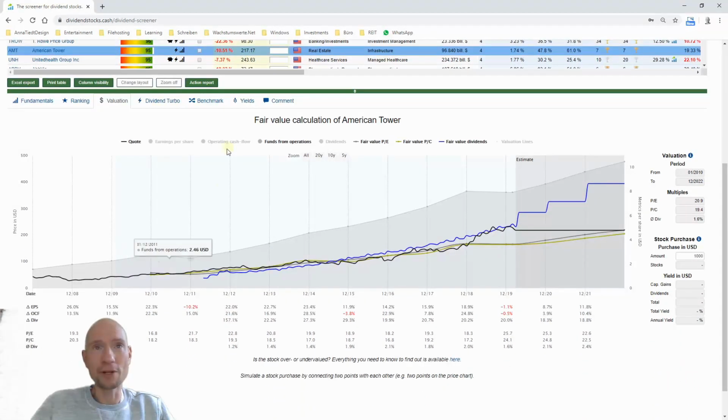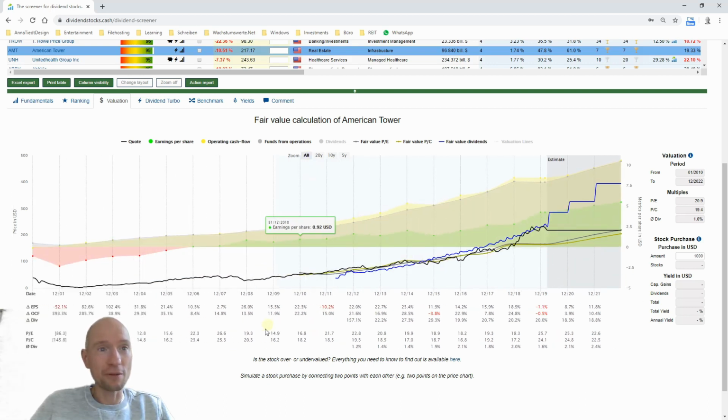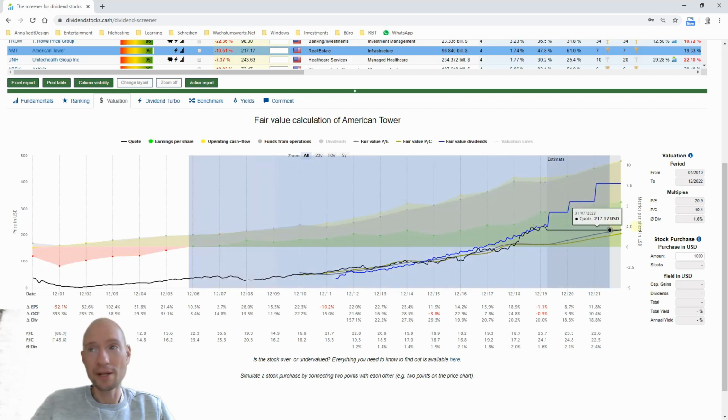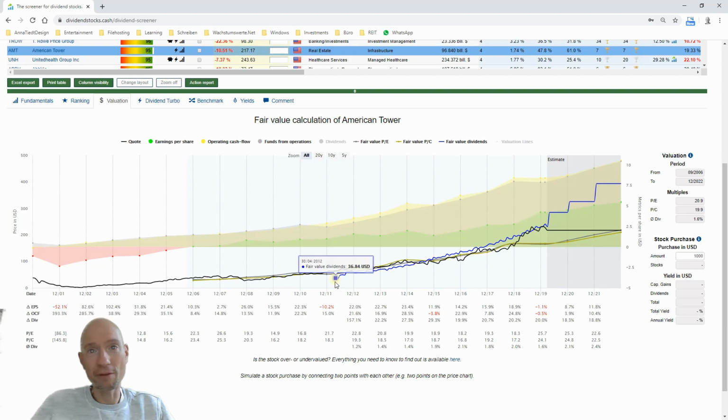Here we have the valuation of American Tower. You can just blend in the earnings, cash flows, funds from operations, and based on this you can make a valuation. For example, we need to find the representative period of this stock. Current price earnings is about 26 based on funds from operations. So maybe let's select this one. Yeah, they haven't paid dividends for a very long time already.